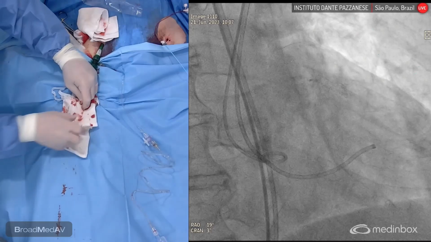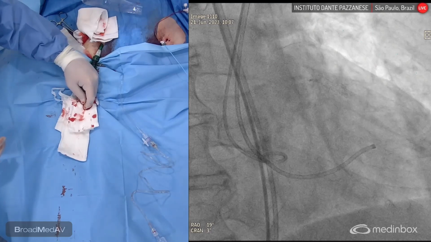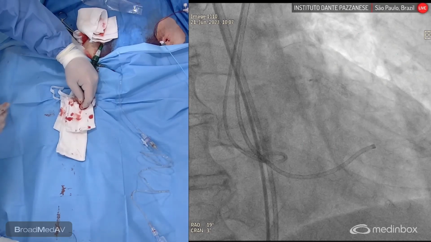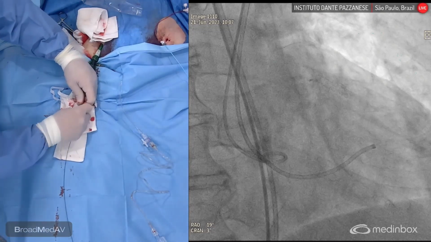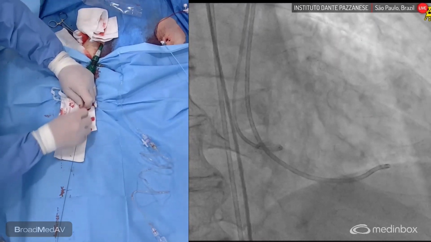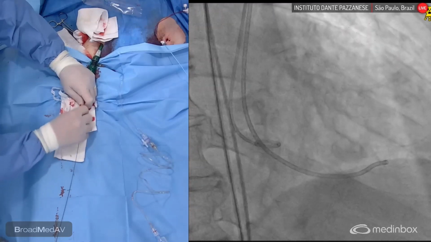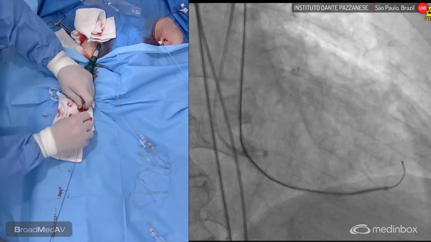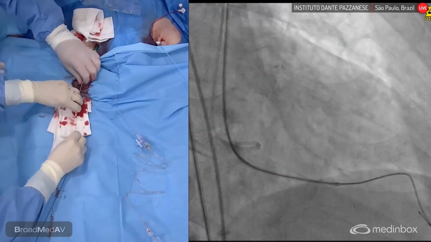So we're going to exchange the wires here, and we're going to put a long J wire, just to put the pigtail into the left ventricle. Again, as we have been trying to tell you during all the cases that we have done, there are some rules that we need to follow. We cannot abbreviate the procedure. So now you have another wire. It's a soft wire, but it's a J wire.